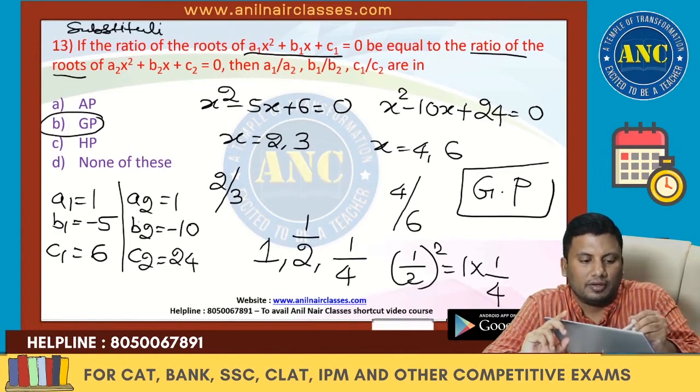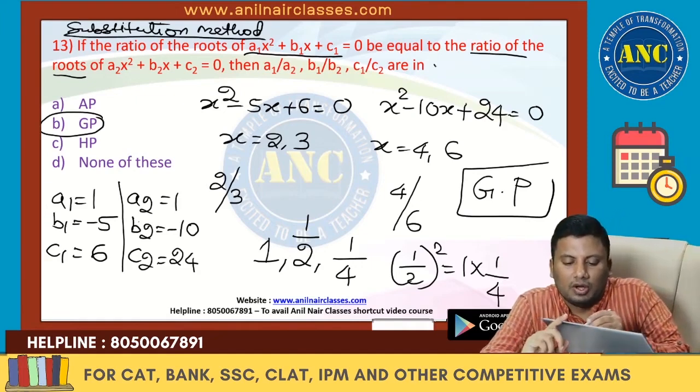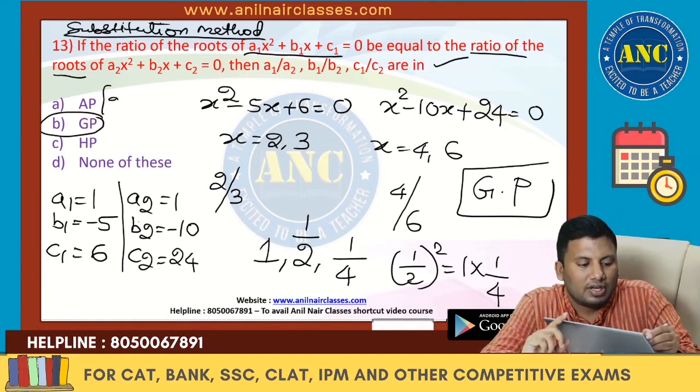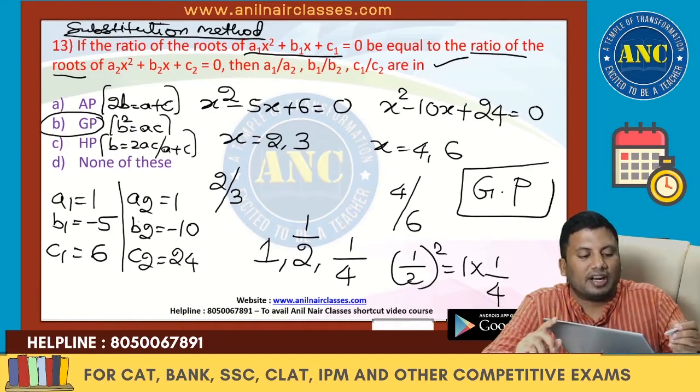Substitution method. Why did we use the substitution method? The question contains variables and the answer also contains variables. This is the condition for AP. This is the condition for GP, and B equals 2AC by A plus C. This is the condition for HP.